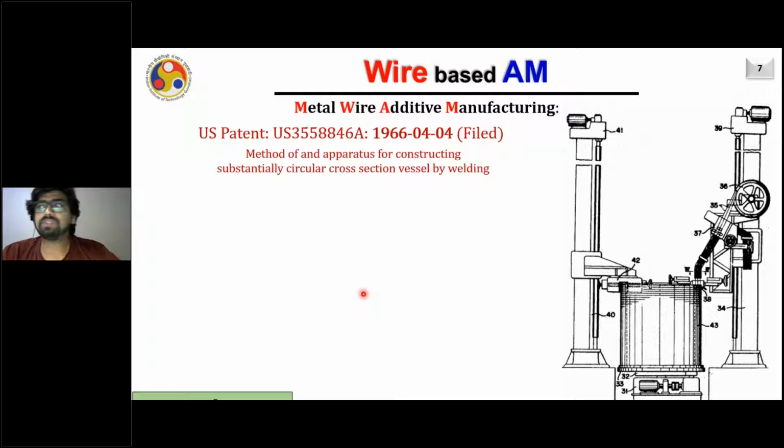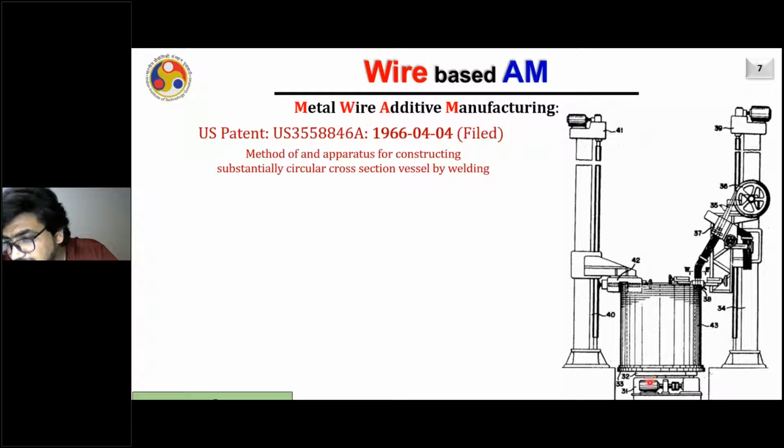Large scale WAAM is not at all new. It was started long back in 1966, where this particular patent filed in 1966 discussed the methods of and apparatus for constructing substantially circular cross section vessels by welding. So big vessels, you can imagine, can be just fabricated by utilizing the welding gun.